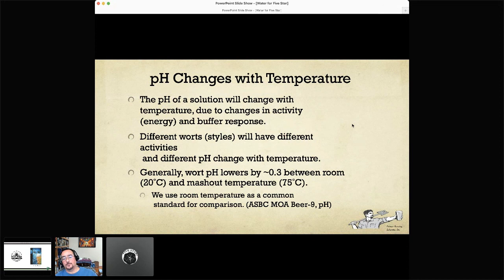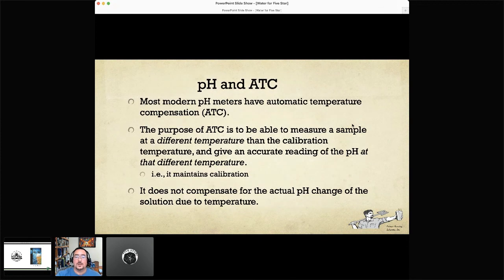When you start adding in specialty malts, then that's going to change a bit. So as a result, we always, as brewers, measure wort pH and beer pH with respect to room temperature. And that's captured in the ASBC methods of analysis, Beer number 9 for pH. Most modern pH meters have automatic temperature compensation. The purpose of ATC is to keep that pH meter calibrated.